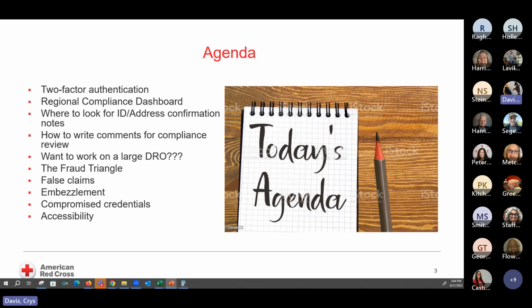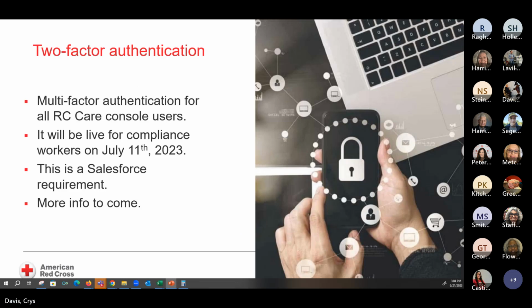So let us begin. We talked about this last time, but remember that multi-factor authentication is coming for console users. So if you are on this call and you're a console user, so for our reviewers, that is our document reviewers and our compliance reviewers, this is coming. So you will have multi-factor authentication every time you log in. It's going live for us on July 11th.